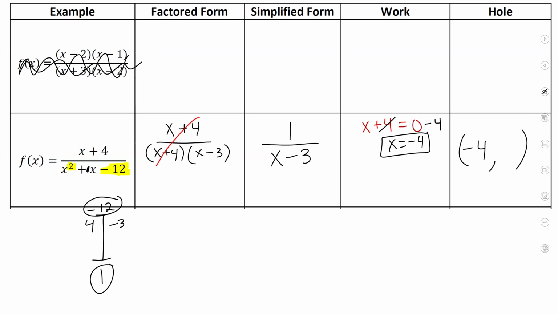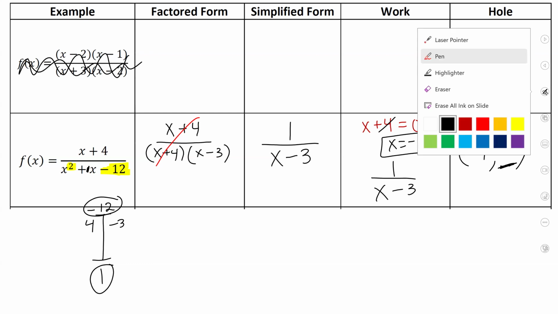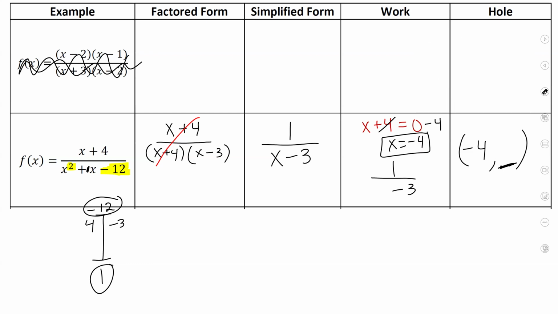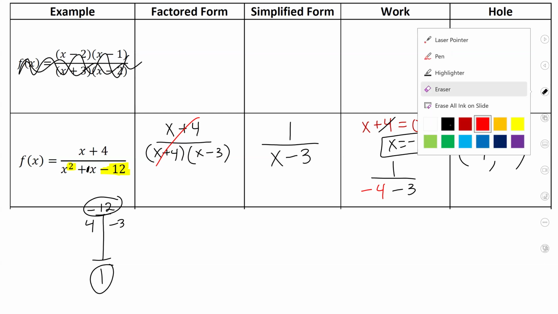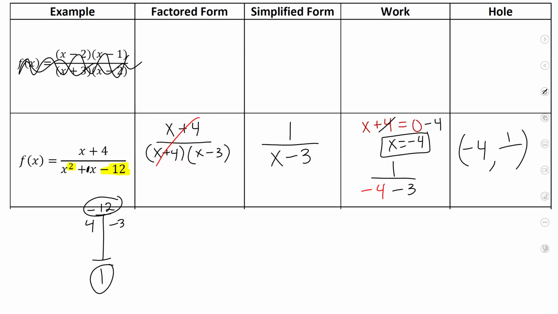The way we find the y value of the hole is we plug this into the simplified equation. Here's the simplified equation. I'm going to erase this x and plug in a -4. So I have 1 over, what's -4 minus 3? Good, -7. That is where the hole is located.